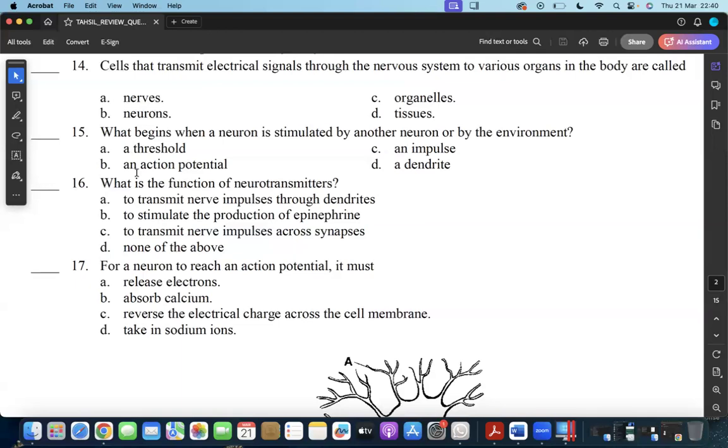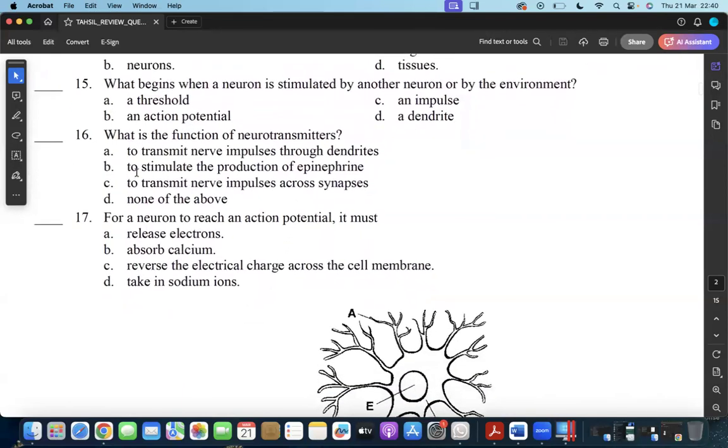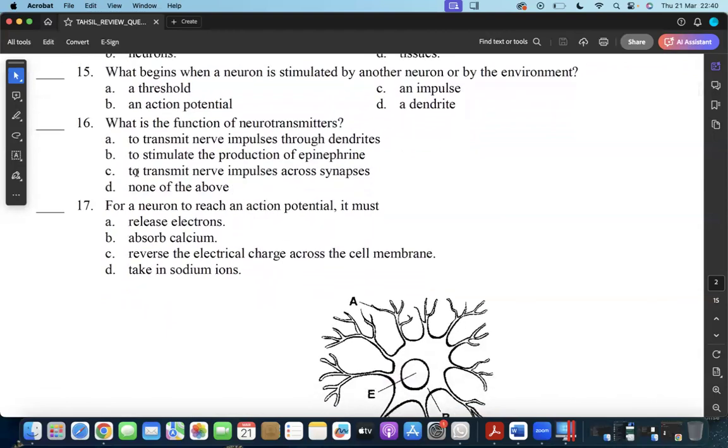An action potential is a kind of all of the responses which would happen that has to do with the going and coming back of the impulses. A dendrite is just a finger-like structure of the nerve cell. So the most correct answer for question number 15 is an impulse. An impulse is generated when a stimulation is being done from one nerve cell to another nerve cell.